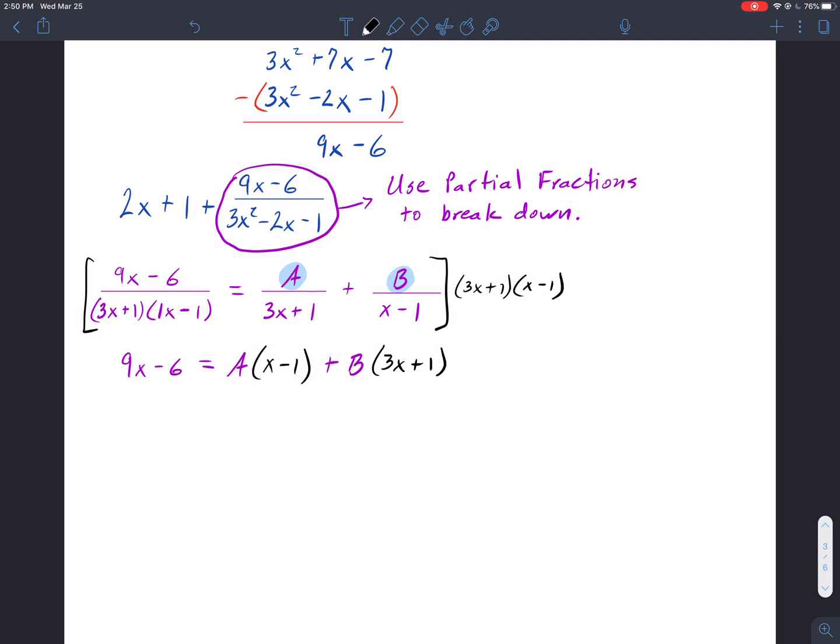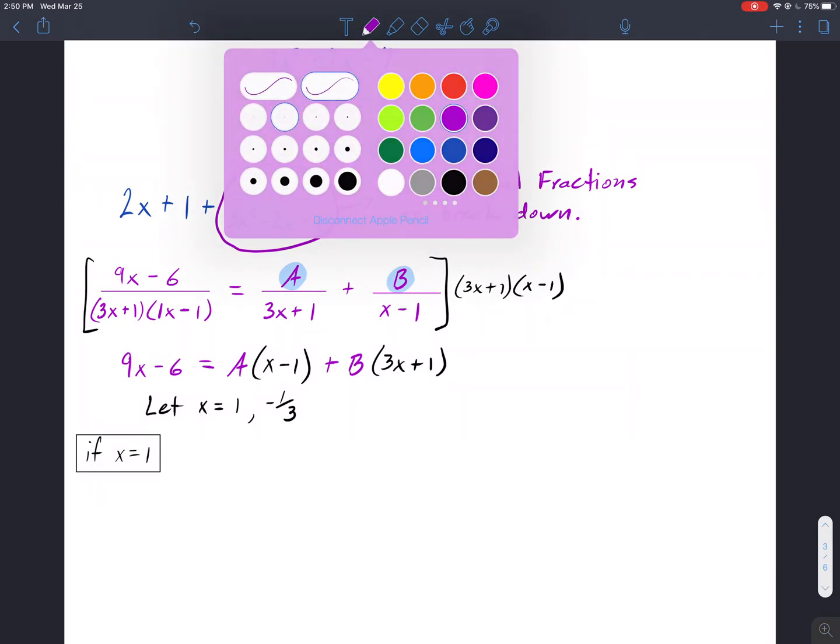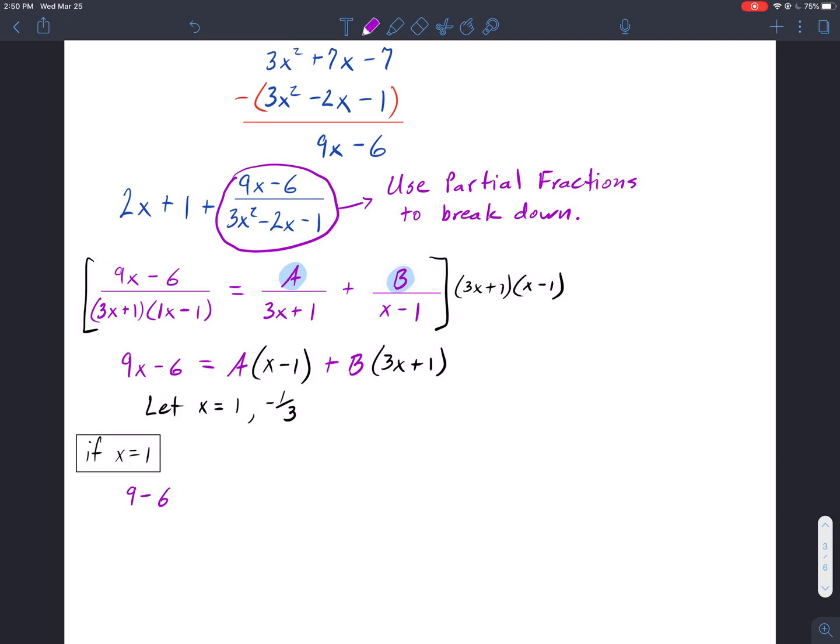Let's keep rolling here. By inspection, I'm going to say let x be positive 1, because positive 1 makes this expression 0, and negative 1/3, because negative 1/3 makes this expression 0. So if x is positive 1 and negative 1/3, now I get to work. If x is positive 1, then on the left side I get 9 times 1 minus 6, which is just 3. On the left side, I get 3.